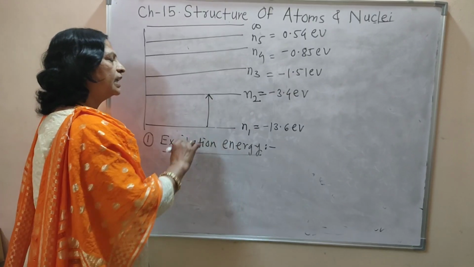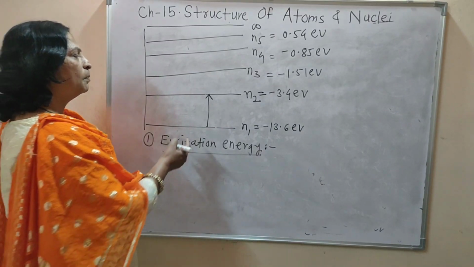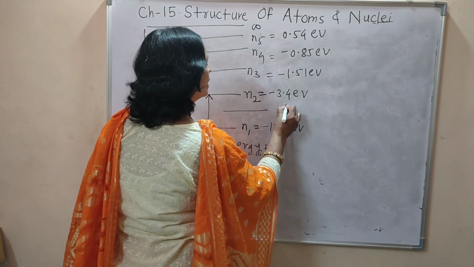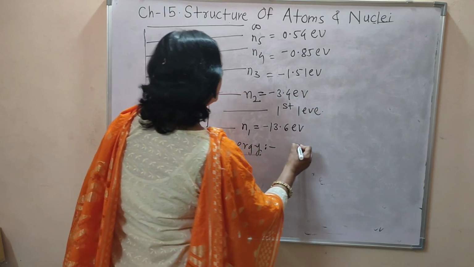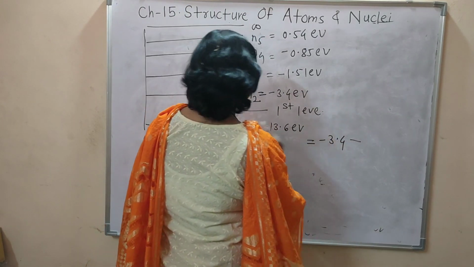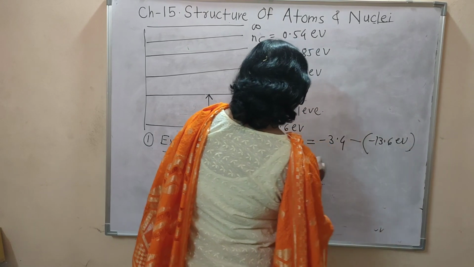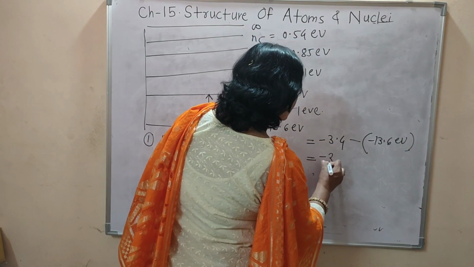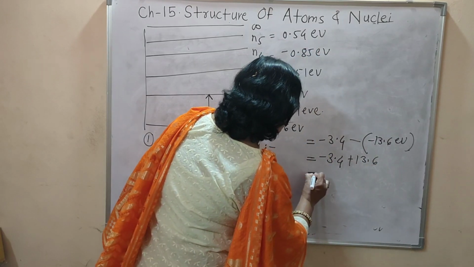And what is that energy? That energy is nothing but the excitation energy for the first level. This is the excitation energy for the first level. That is nothing but the minus 3.4, minus (minus 13.6) electron volt. Then the summation is nothing but minus 3.4 plus 13.6.